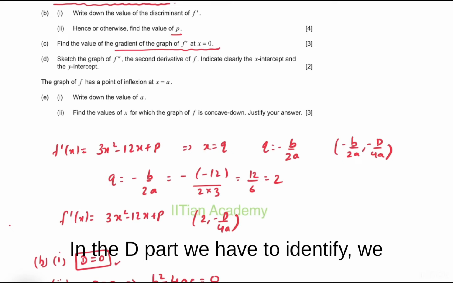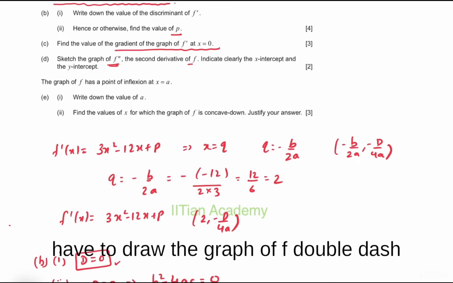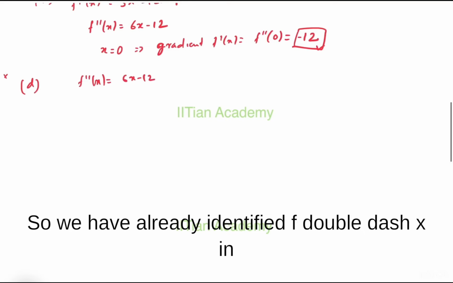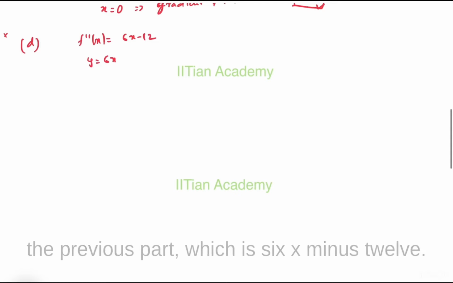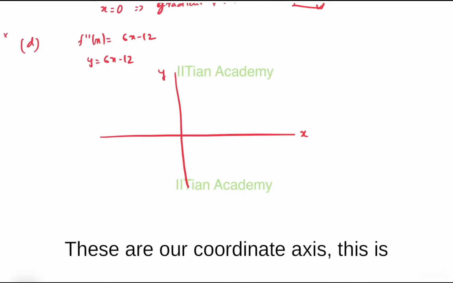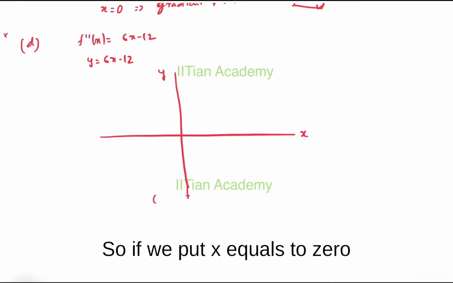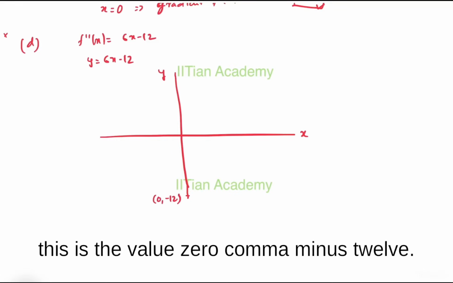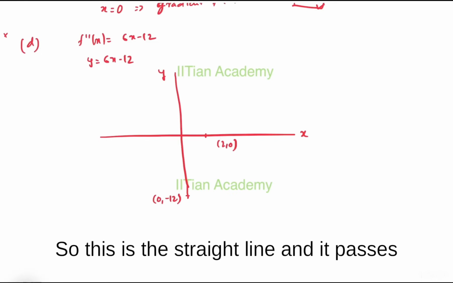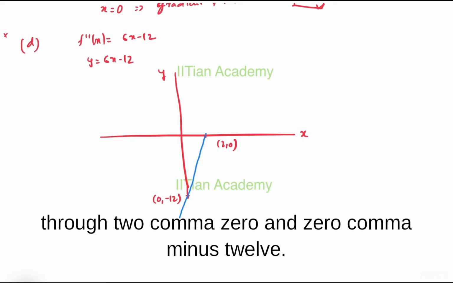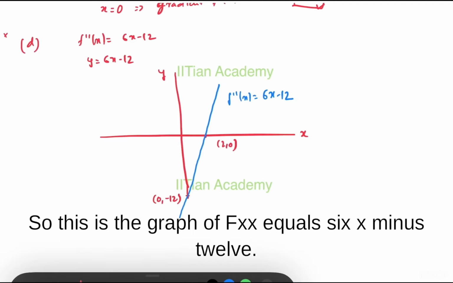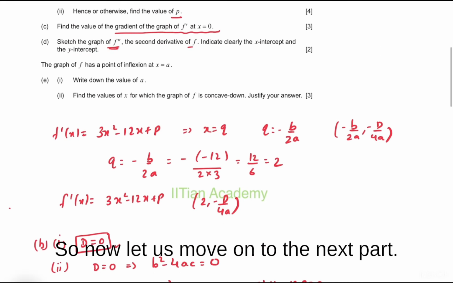In the d part, we have to draw the graph of f double dash x, the second derivative of the function f. We have already identified f double dash x in the previous part, which is 6x minus 12. So we have to basically plot a straight line, 6x minus 12. So let us see, these are our coordinate axes. This is the x axis, this is the y axis. If we put x equals 0, this is the value 0 comma minus 12. And we know at x equals 2, this will be 0. So this is the straight line and it passes through 2 comma 0 and 0 comma minus 12. So this is the graph of f double dash x equals 6x minus 12. So now let us move on to the next part.